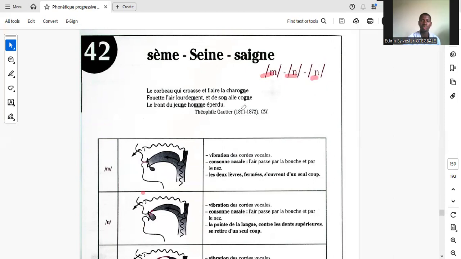M. N. ñ. Le corbeau qui croasse et flaire la charogne. Fouette-les lourdement, et de son aile, grave de liaison d'air. Cogne le front du jeune homme éperdu.